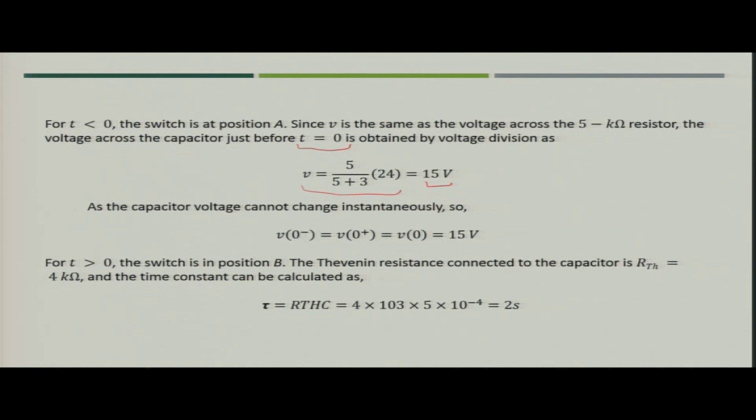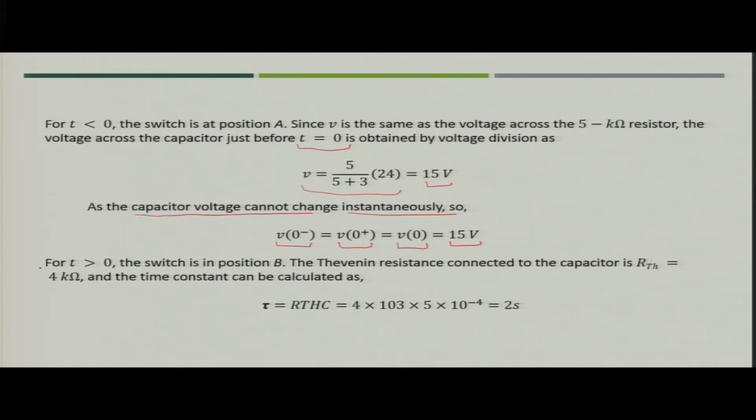that comes out to be 15 volt. Now, since the capacitor voltage cannot change instantaneously, we can say V0 minus is nothing but V0 plus, or V0, that is 15 volt. So, we have found the value of V0.